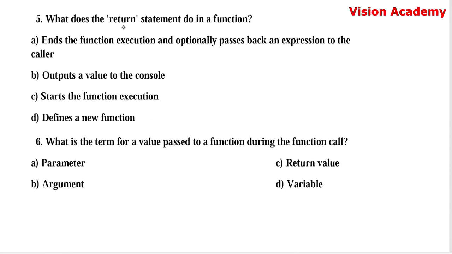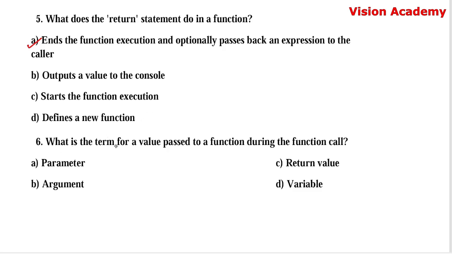Question number 5. What does the return statement do in a function? Option A, ends the function execution and optionally passes back an expression to the caller. B, outputs a value to the console. C, starts the function execution. D, defines a new function. Here, option A, ends the function execution and optionally passes back an expression to the caller is the right answer.